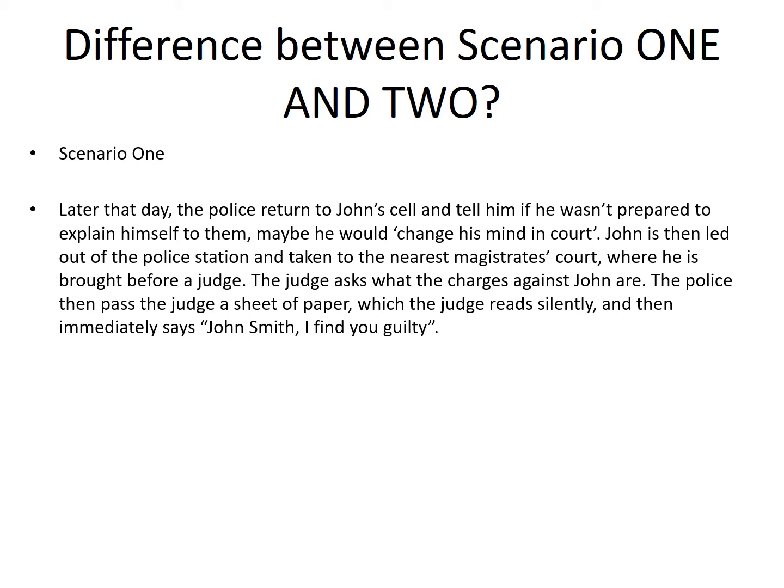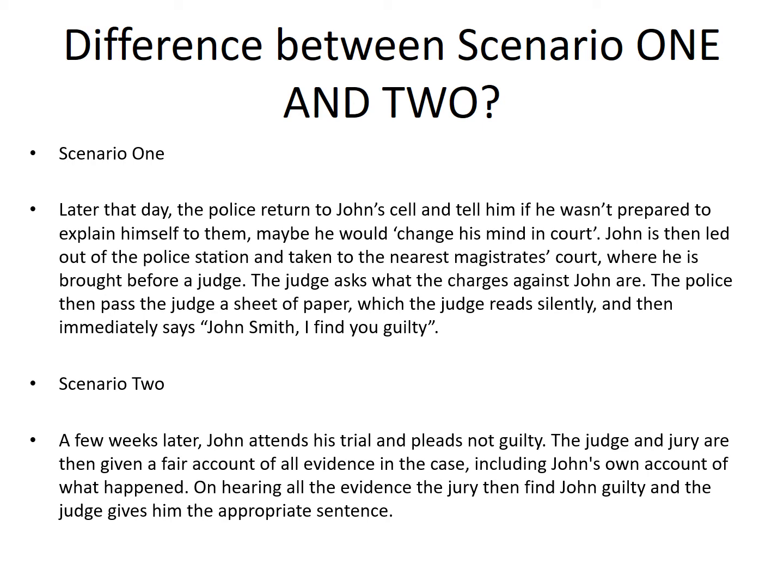The police then pass the judge a sheet of paper, which the judge reads silently and immediately says, "John Smith, I find you guilty." Now scenario 2: a few weeks later, John attends his trial and pleads not guilty. The judge and jury are then given a fair account of all evidence in the case, including John's own account of what happened. On hearing all the evidence, the jury then find John guilty and the judge gives him the appropriate sentence.